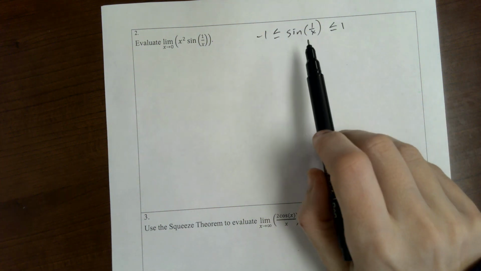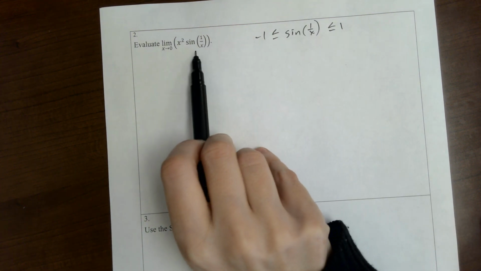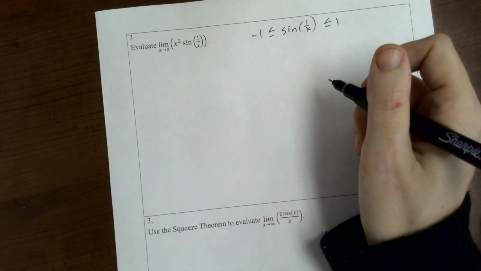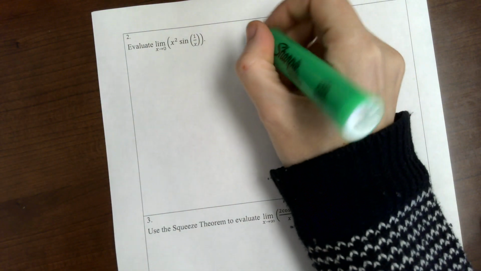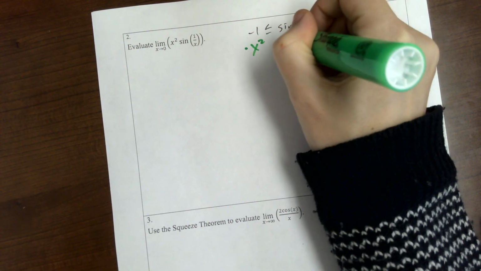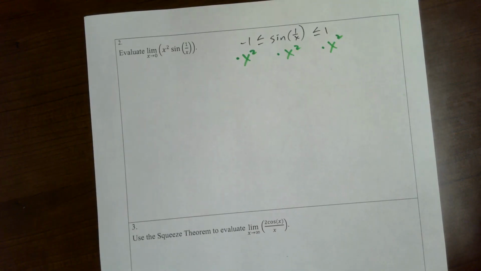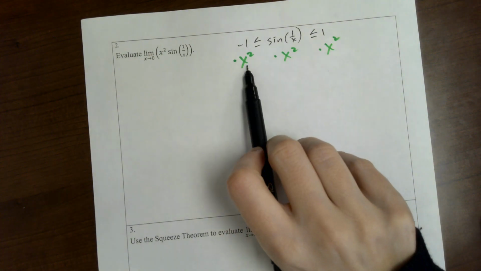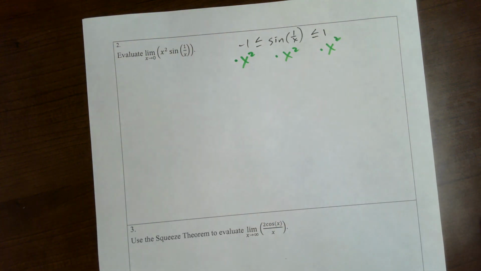Now the difference between what I've got in the middle here and what I'm taking the limit of is that I've got this x squared as well. So I can multiply all of these parts of the inequality by x squared. You've got to be careful with inequalities, because if you multiply an inequality by a negative number, the signs flip. But if you have something squared, it's always going to be positive, so we are allowed to do this here.